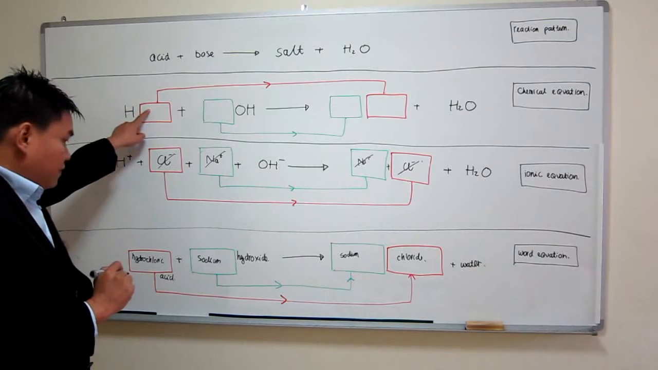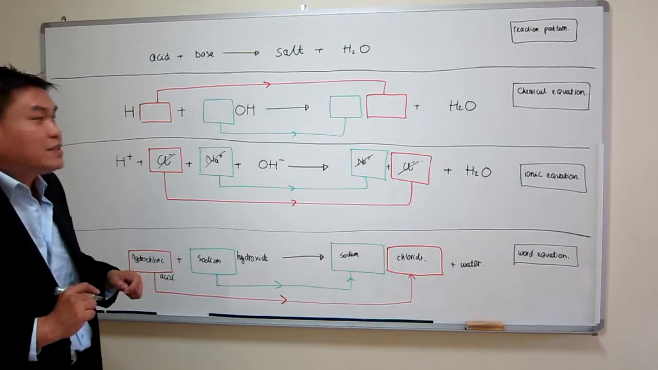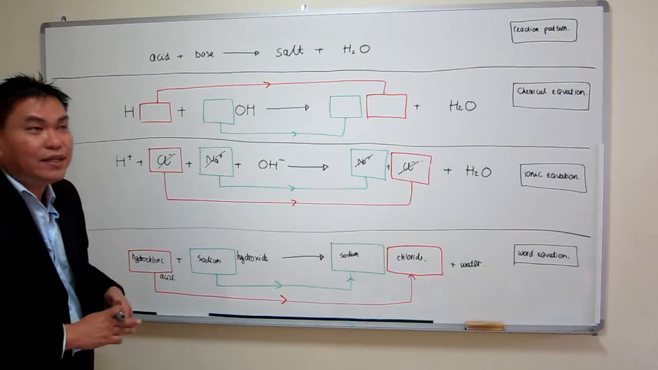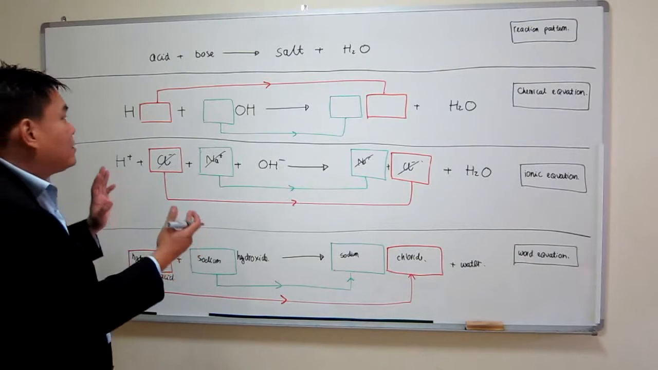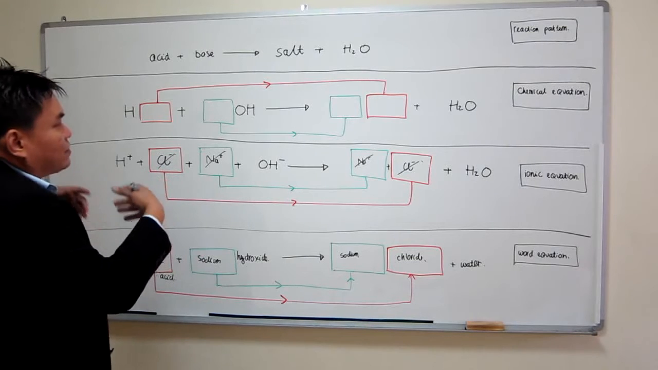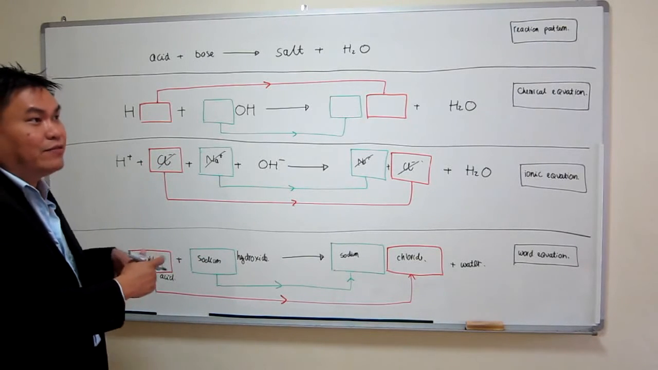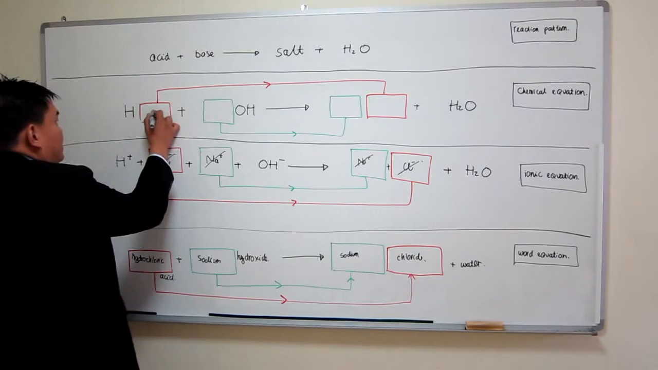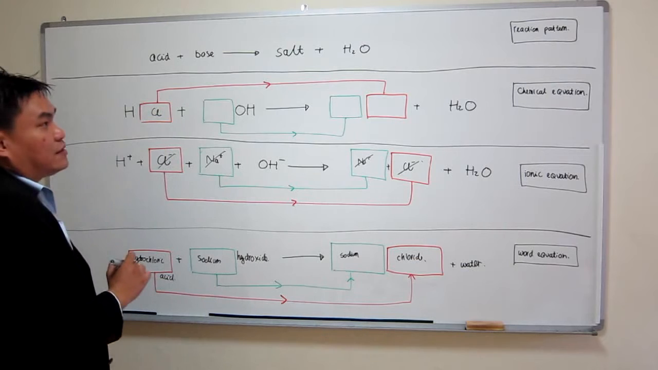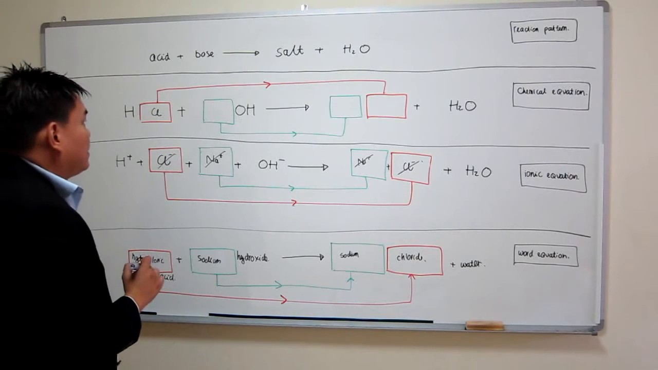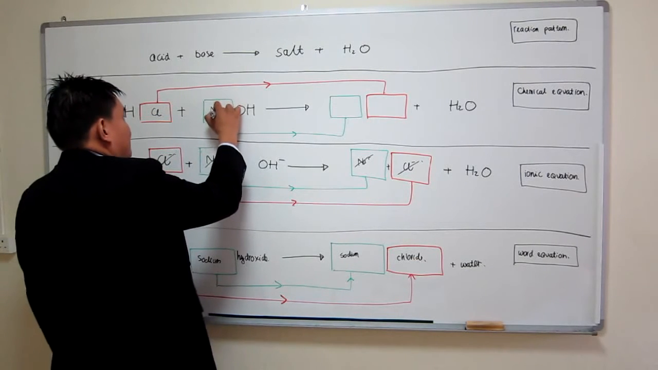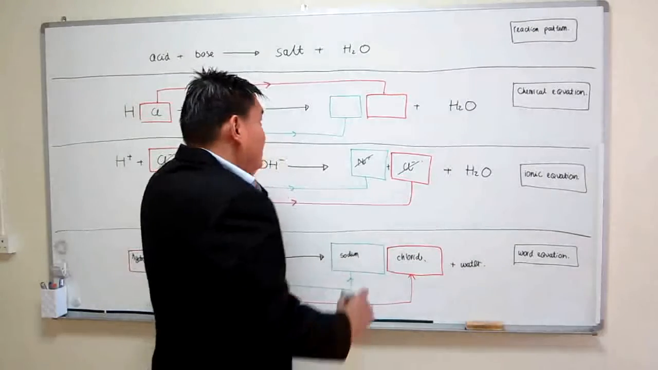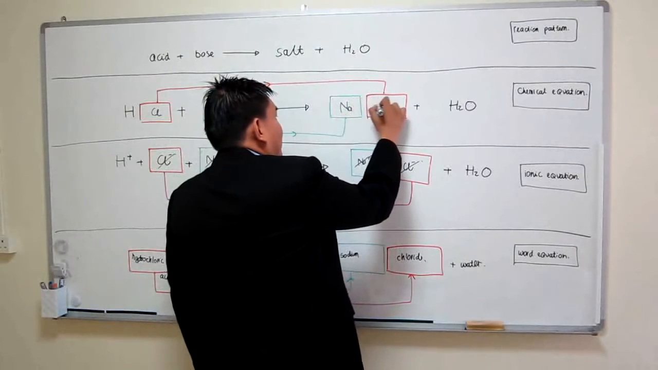In the case of chemical equation, it's also very easy. In the case of chemical equation, you don't have to split it into ions. You just write down the chemical formula of the acid and the base. In this case, hydrochloric acid is HCl, and sodium hydroxide is NaOH. And of course, the product is sodium chloride, and the chemical formula for that is NaCl.